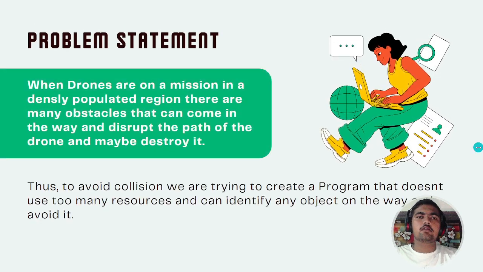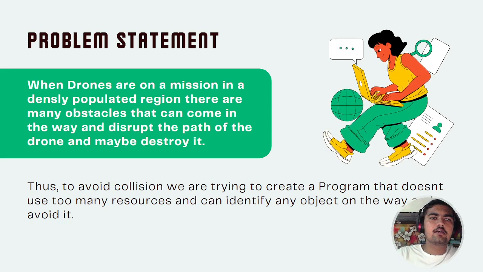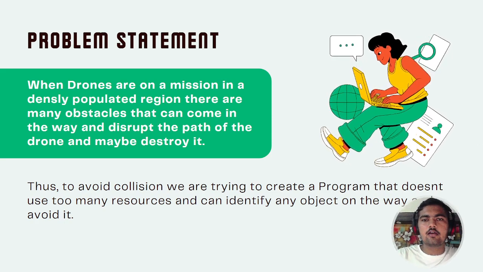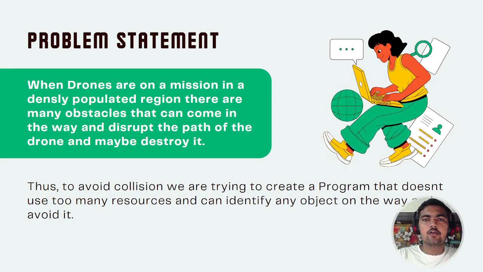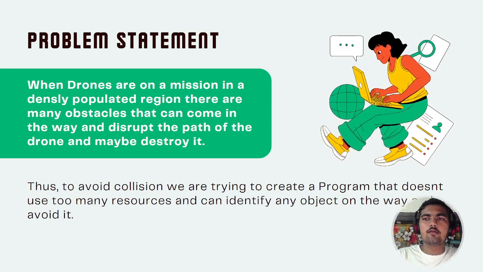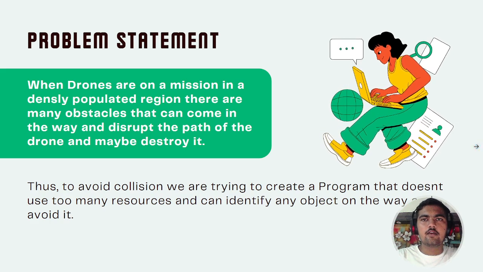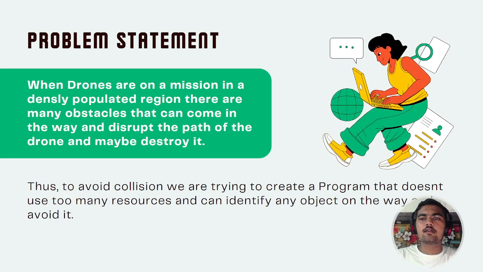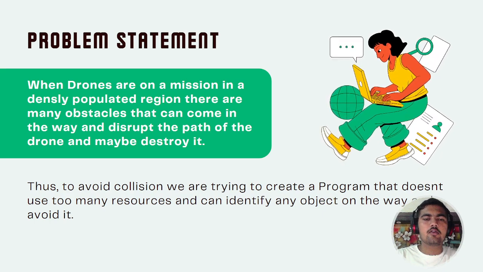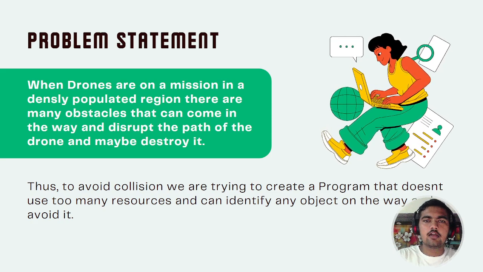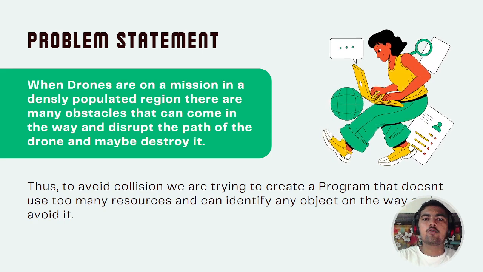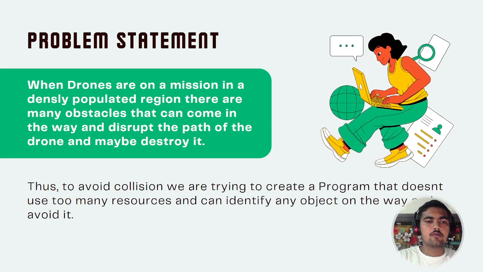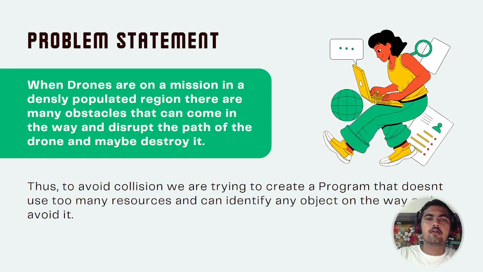So, problem statement. What is the problem here is that when drones are currently on a mission in a densely populated region, there are many obstacles that come in the way. Like there can be a bird flying in the way, or there can be buildings and trees in the way. So it is necessary to avoid those collisions because if any collision happens, the shipment is also destroyed and the drone will also be lost, and then it will be a very huge mishap.